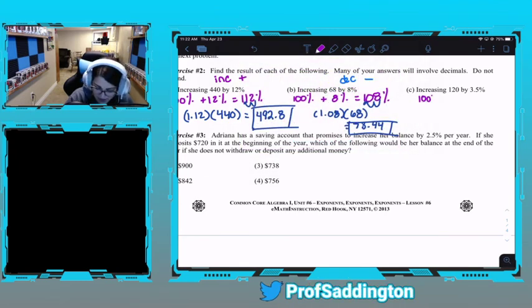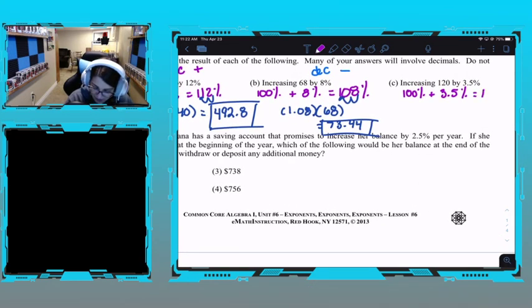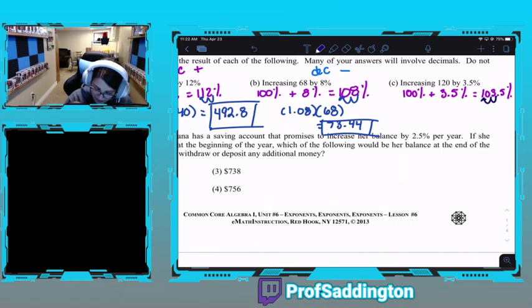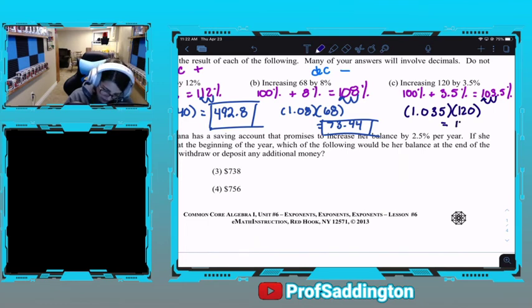So 100% plus, we got a decimal one. Nice. 3.5% is 103.5%. We still are going to move that decimal over twice. So now we have 1.035 times 120. And what do we get? 124.2.